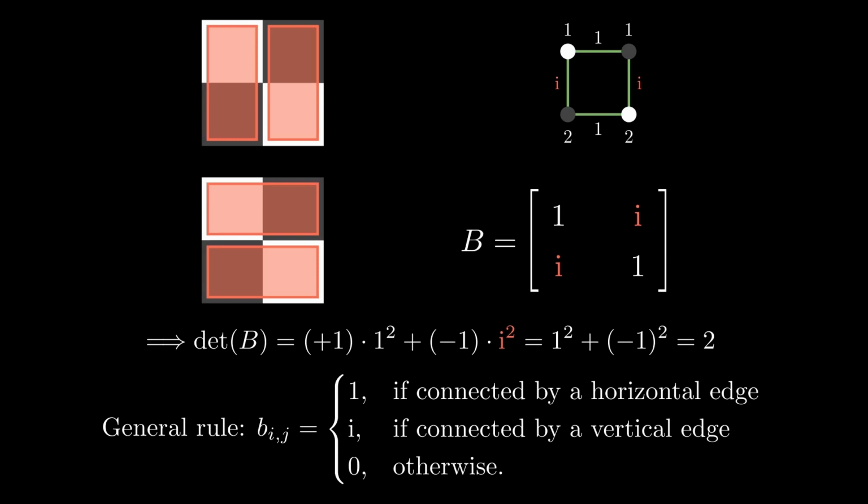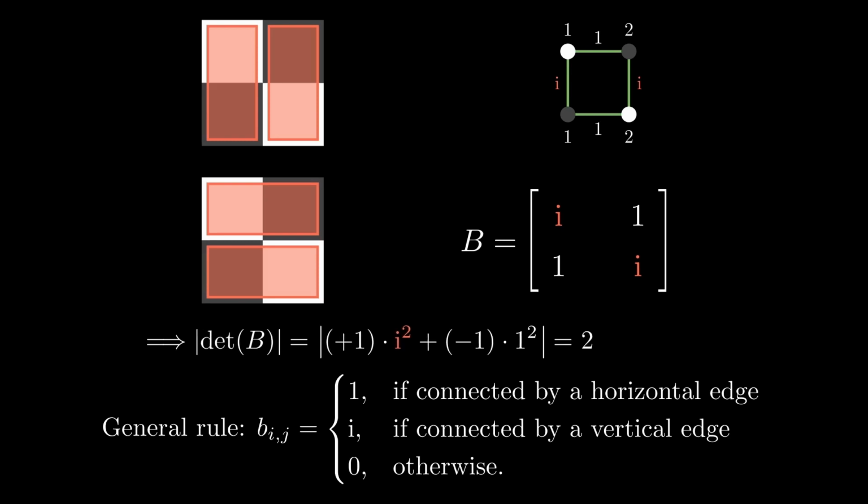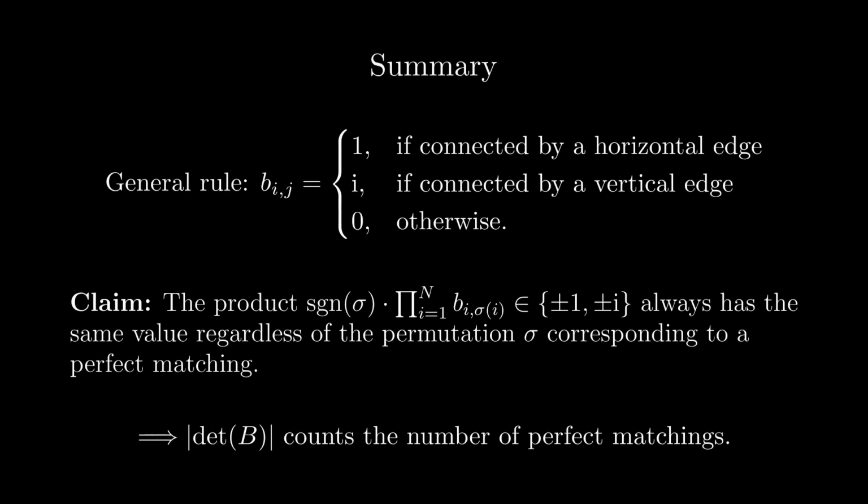Of course, the exact value of the determinant will always depend on the enumeration of the black and white vertices. If we had enumerated differently for the 2x2 case, the result would have been -2 instead, and for bigger cases we might even get something imaginary. But all of this will be easily fixed by just taking the absolute value, as long as all the non-zero summands have the same sign. So now, let's show that this is in fact the case.